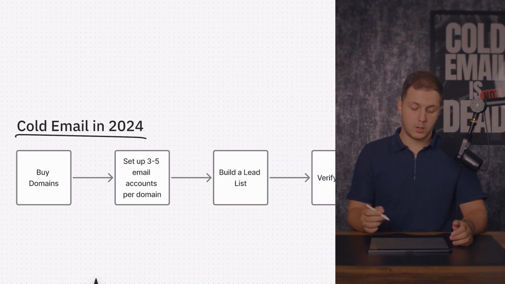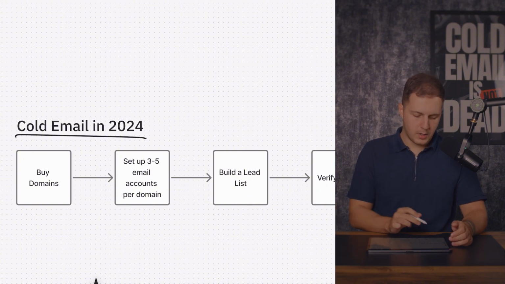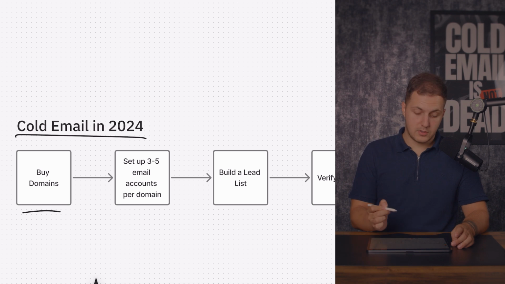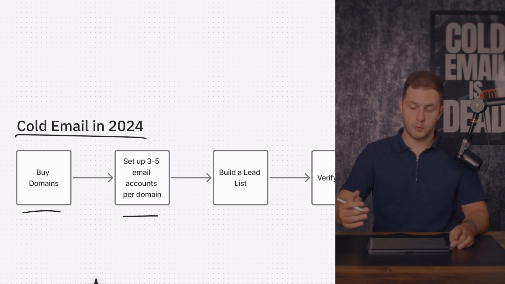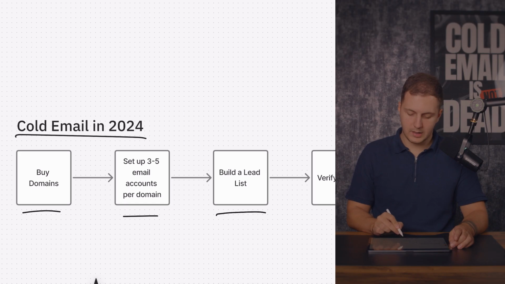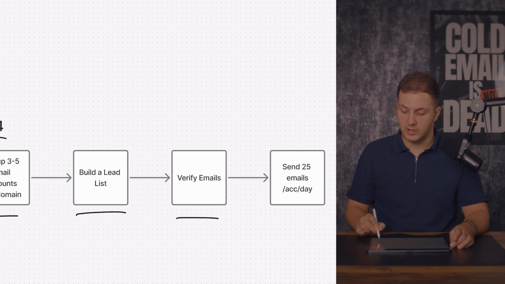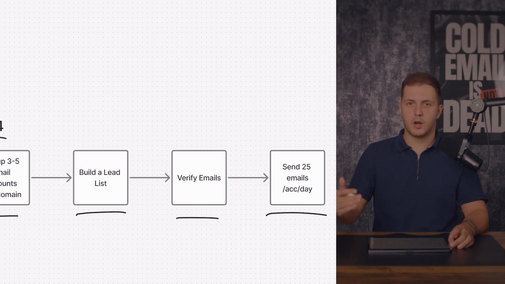Cold email setup in 2024 was significantly different than what works now. This is the most generic advice you get online. You buy domains, dedicated cold email domains, you set up 3 to 5 email accounts per domain, you build a lead list, you verify emails, and you send 25 emails per account per day.